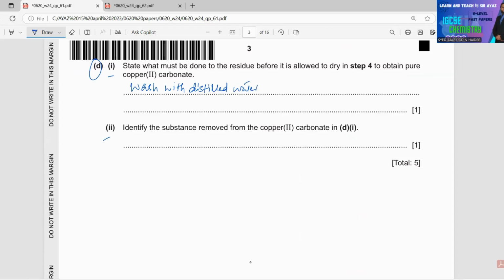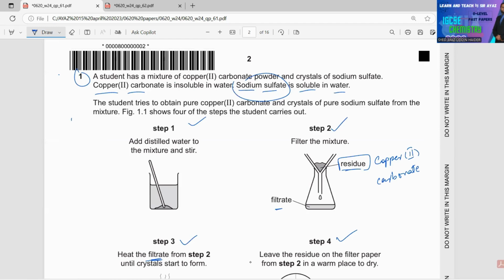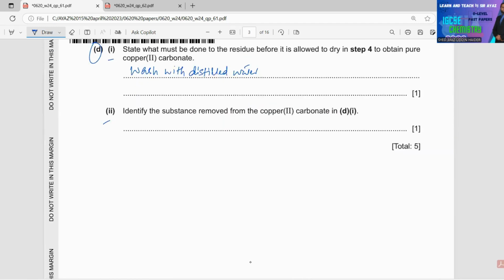Part 2. Identify the substance removed from the copper 2 carbonate in D1. Sodium sulfate is soluble in water. So it must be the one which is present in the residue. So you write sodium sulfate.